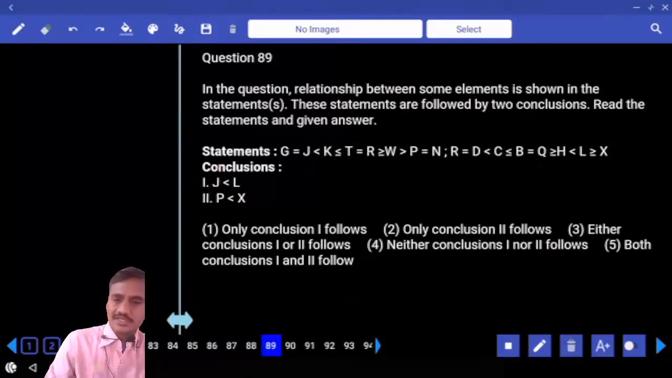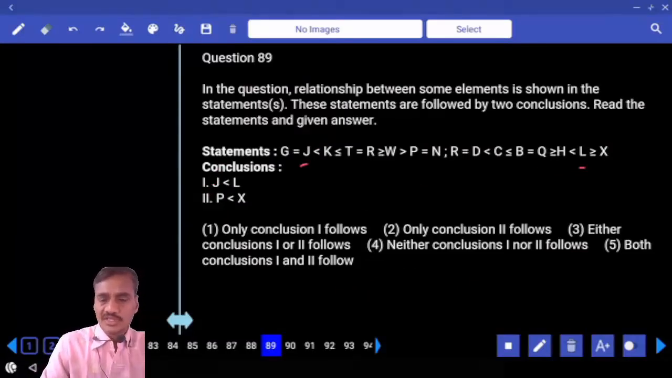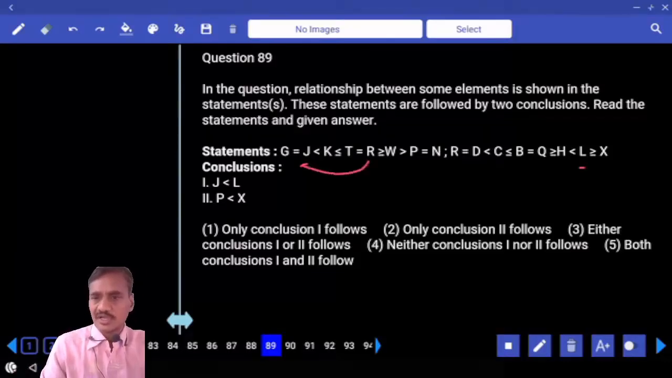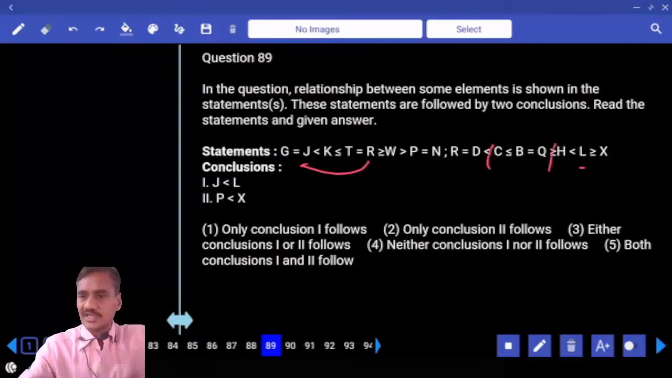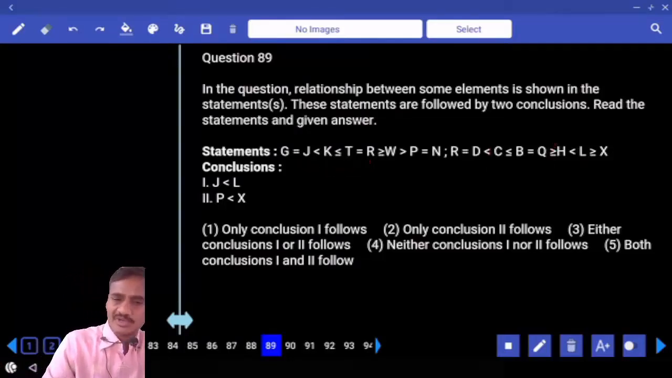Then coming to this 89. Now in this 89, the relation between J and L. J is here, L is here. Which element is common between these two? R is common. J to R, J lesser than R, and R to L. R to L, what happened to us, tell me: lesser than, greater than, two opposite symbols. Now lesser and greater, two opposite symbols, no relation can be drawn between.